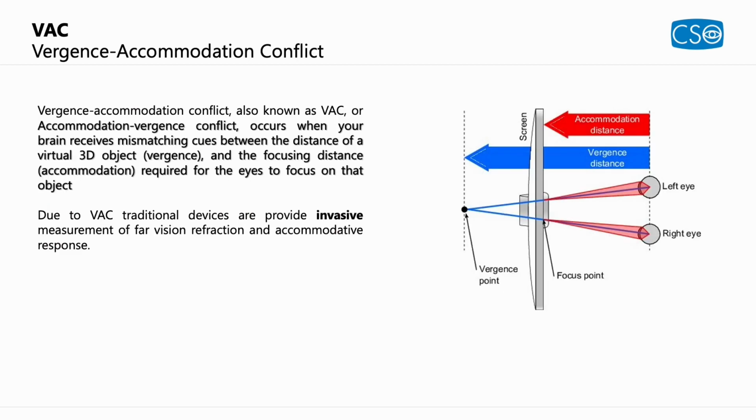Vergence accommodation conflict happens when your brain receives mismatching cues between the distance of a virtual 3D object, which is vergence, and the focusing distance, the accommodation required for the eyes to focus on that object. Due to the vergence accommodation conflict, traditional devices provide an invasive measurement for far vision refraction and accommodative response as well.